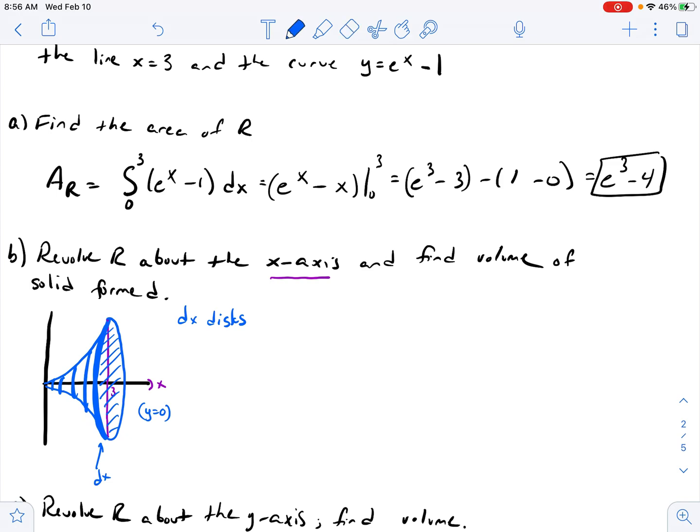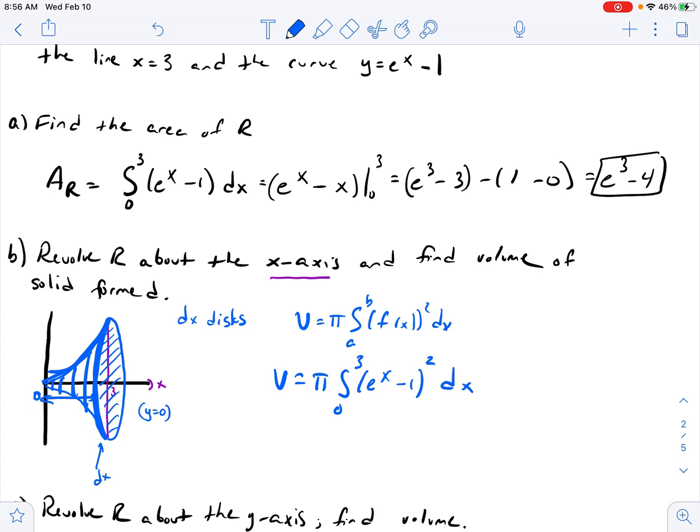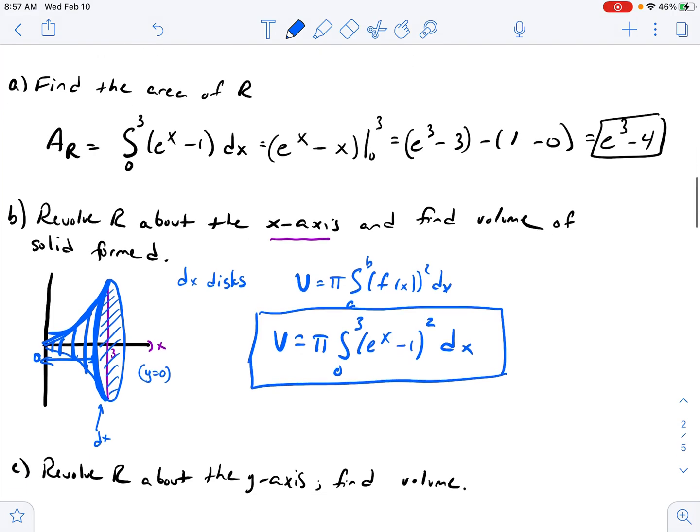So we've got bounds from 0 to 3, and the formula is volume equals pi times the integral from a to b of f of x squared dx. So here, pi times the integral from 0 to 3, our function, this blue function, was e to the x minus 1, quantity squared, dx. And this isn't something we're going to work out by hand. Again, the focus is going to be on setting these integrals up. If you needed to, you could very carefully punch these in to get their values. So there we have it. This is an integral that would give us the volume of that region.